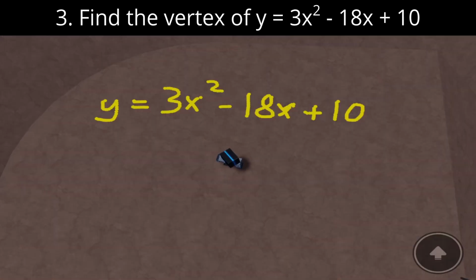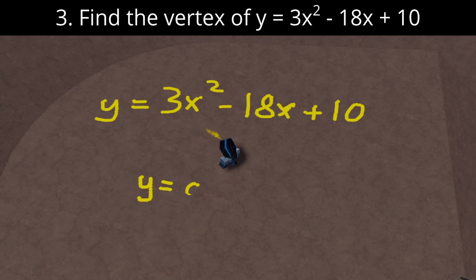In this problem, we have that y is equal to 3x squared minus 18x plus 10, and we need to find its vertex. So notice that this equation is written in standard form. What is standard form? It's when a quadratic equation is written as y equals ax squared plus bx plus c. Now how do I find the vertex from this?